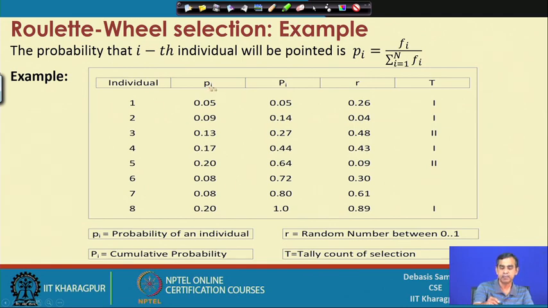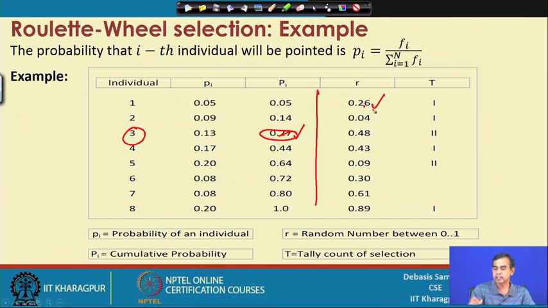Now, if 8 individuals are there, for their small pi the capital Pi can be calculated. This is the step. Next is the selection according to the roulette wheel. The idea is that we select a random number between 0 and 1. Let us see the first toss, where the random number is 0.26. This 0.26 should be less than a cumulative probability and greater than the previous one, so it lies in this one.